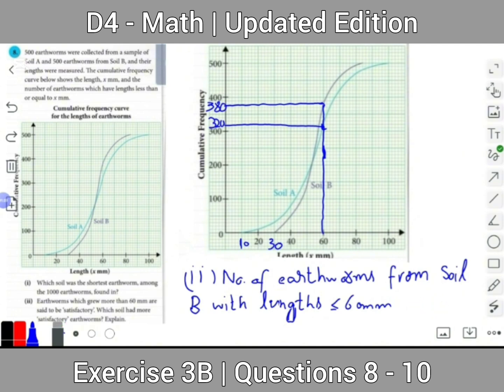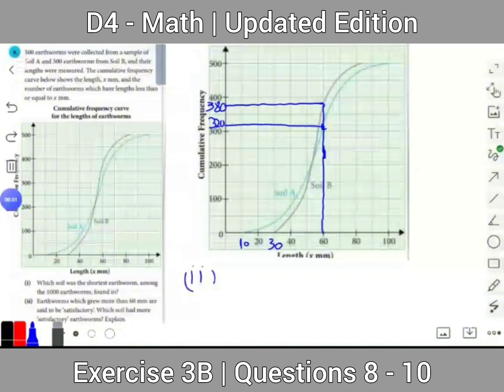Now to find the number of earthworms from soil B with lengths more than 60 millimeters, we subtract the number of earthworms from soil B with length less than or equal to 60 millimeters from the total number of earthworms collected from the sample of soil B, and that was 500. So we subtract 380 from 500 and it will give us 120. So the number of earthworms from soil B with lengths more than 60 millimeters is 120.